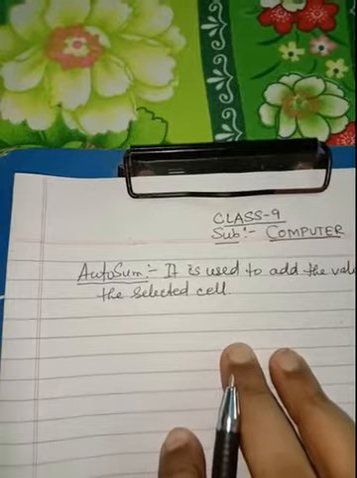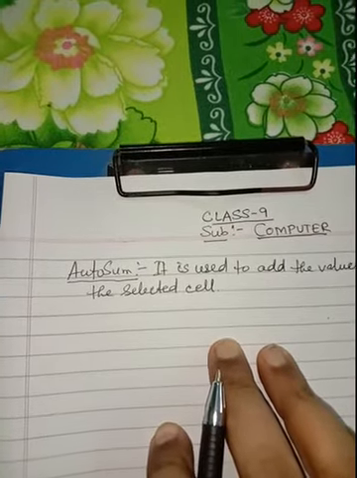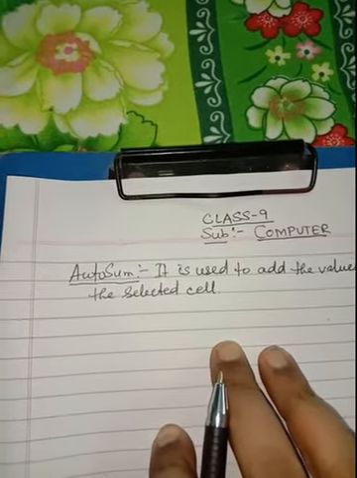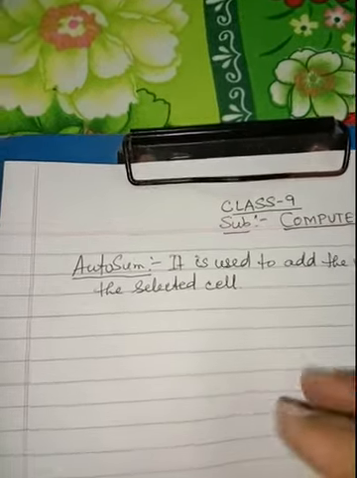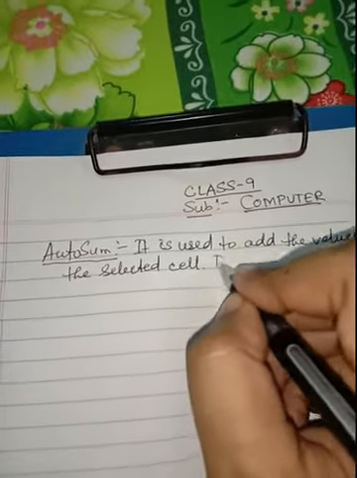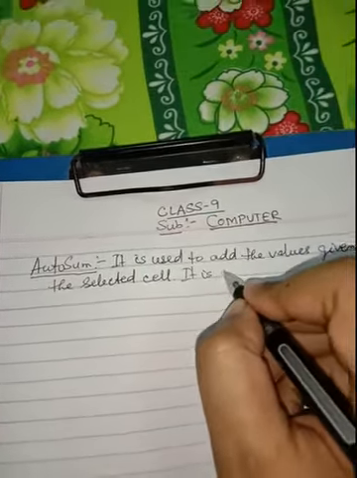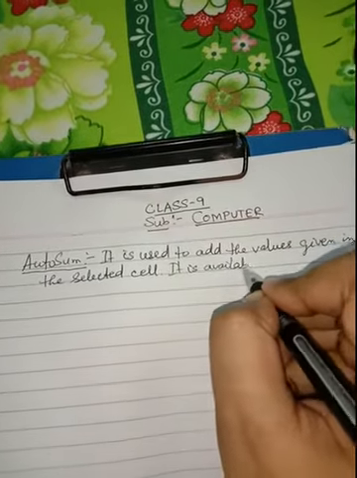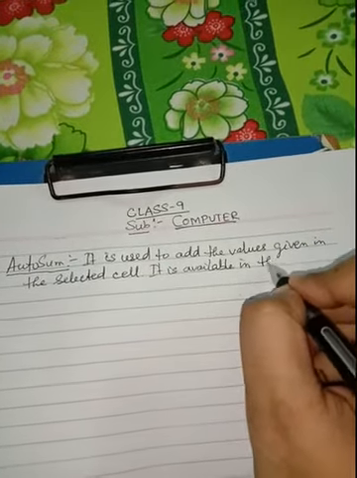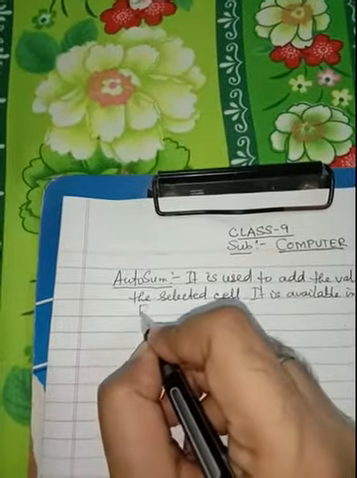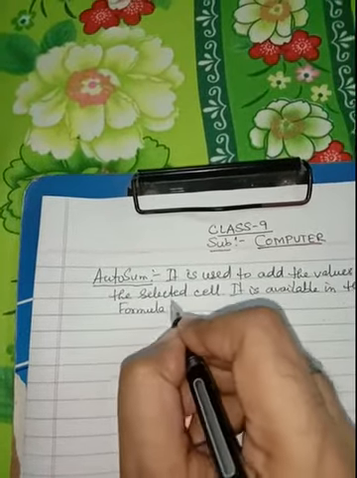So a range of cells can be easily added with the help of the AutoSum option. So where is the AutoSum option available? It is available in the Formula tab. Remember, it is available in the Formula tab.